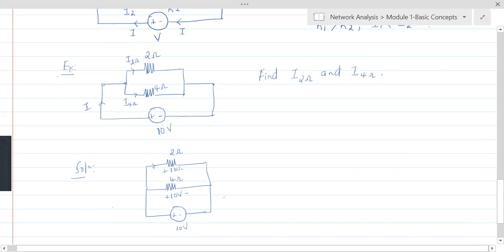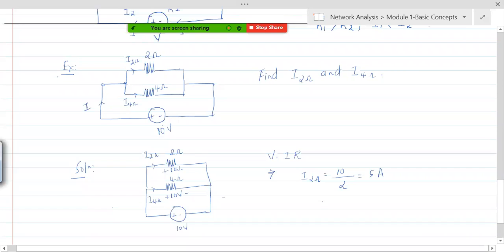Now here are the currents. This is I 2 ohms and this is I 4 ohms. They have asked us to find I 2 ohms and I 4 ohms. We know that V is equal to IR. Suppose we want I 2 ohms: V across it is 10, R is 2. So I 2 ohms is 5 amps. Everybody is okay with that?